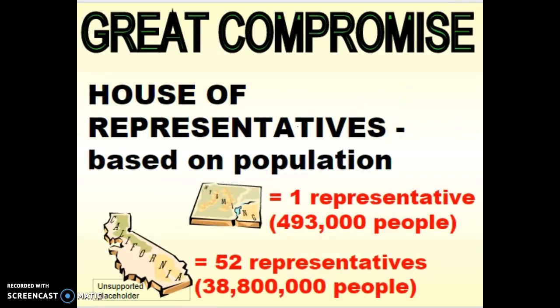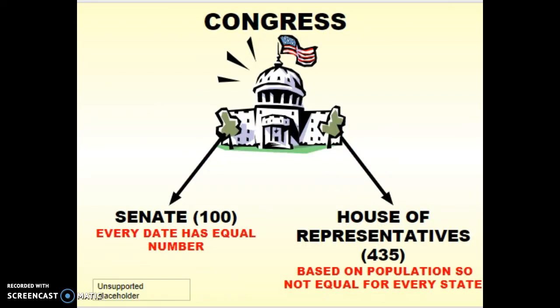The House is figured differently. The House is based on a state's population. So the largest states, the most populous state like California, gets 52 votes, but a small state, now remember not size but population, like Wyoming, would only get one vote. And that makes up what we consider Congress today.